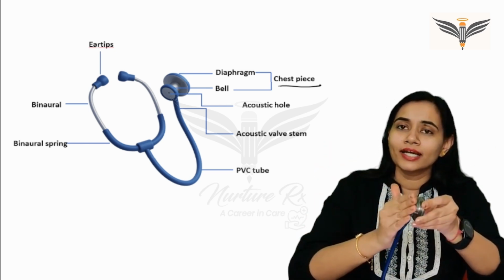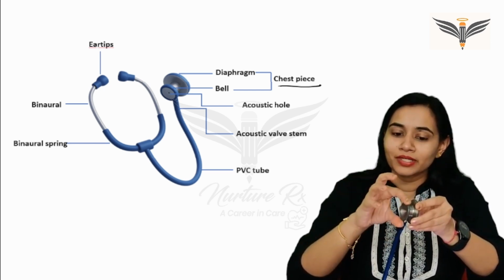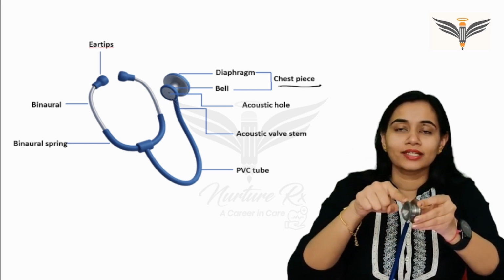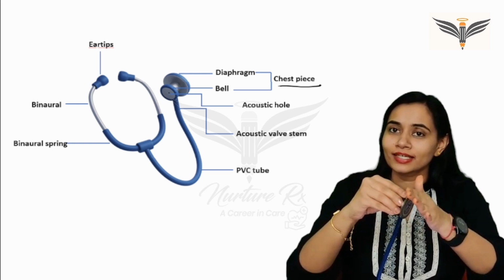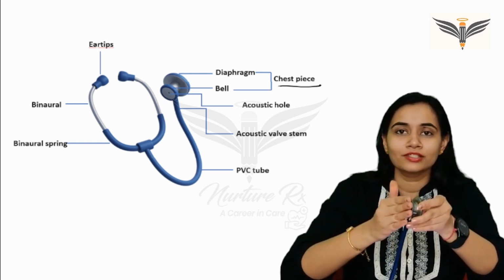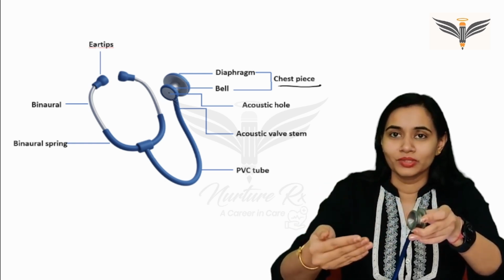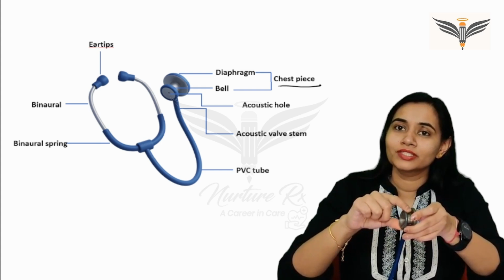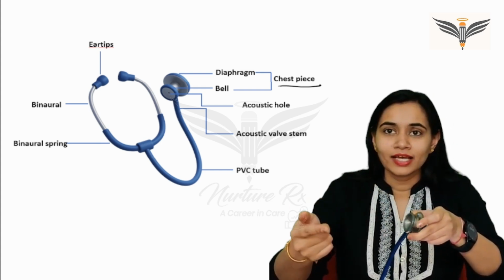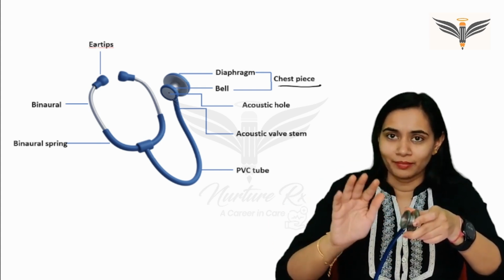On the other hand, the bell, let's remember it like this. The diaphragm has a larger diameter, this has a smaller diameter. This is for higher frequency. So what is this for? This is for low frequency sounds. What are the low frequency sounds? The heart murmurs and the bowel sounds primarily.